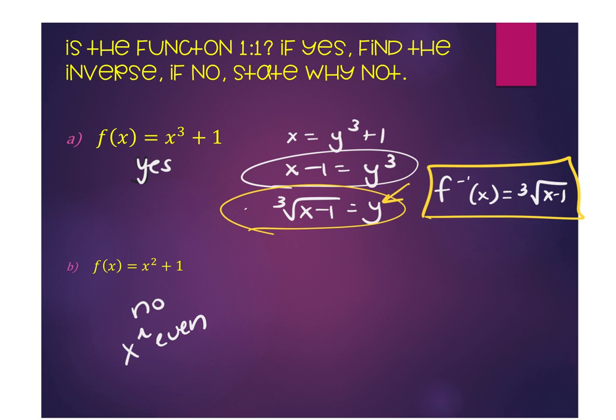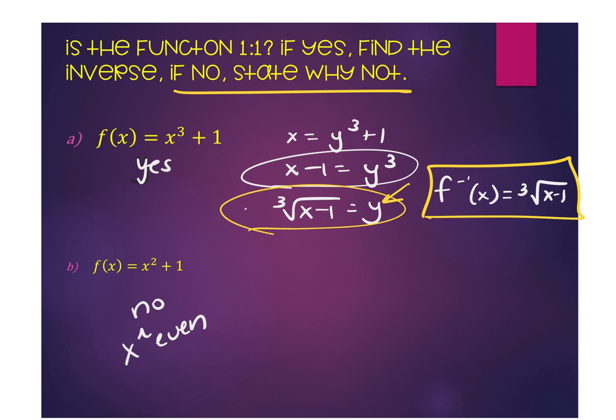Be really careful. And then B is not 1-to-1, so it doesn't have an inverse. And it said state why not. Read your instructions. If I could teach you nothing else over the course of the next year, it is to please read instructions. Okay, if you just put no on that, I would have docked you points. Don't do that. That's a silly way to lose points, okay?